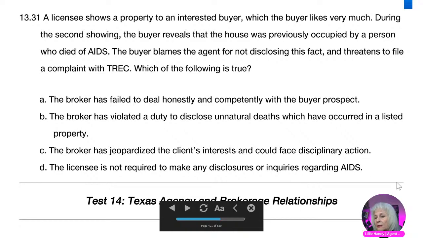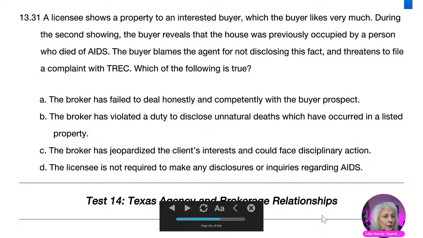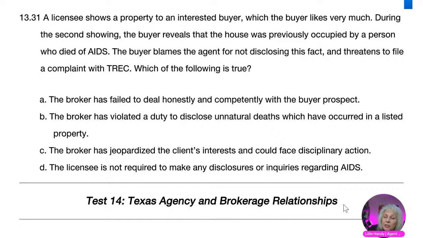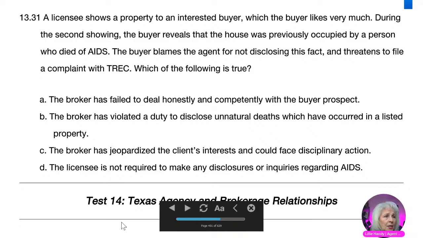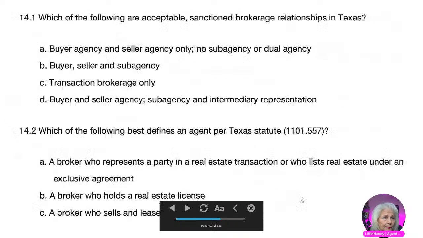Okay, so now we're moving into test number 14 in the book that I showed at the beginning, by Stephen Mettling. It's a Texas prep book that includes national questions and reviews information for all the books that you studied. So this is about Texas agency and brokerage relationships. The other one was conduct. Number 41.